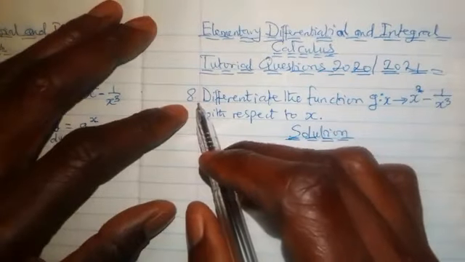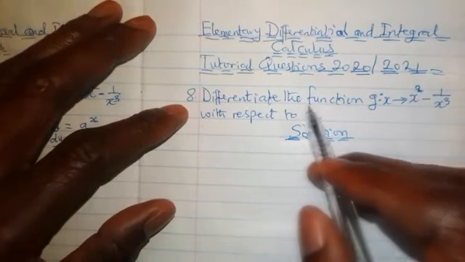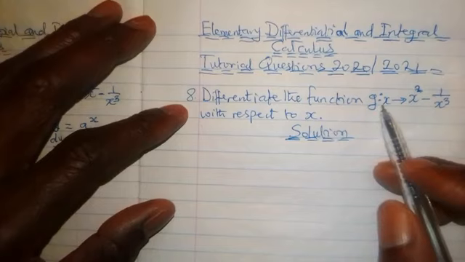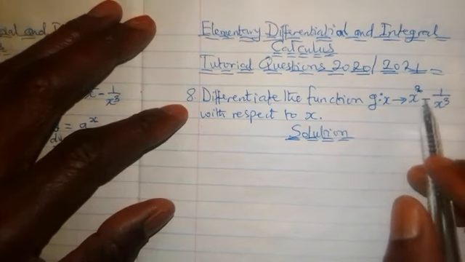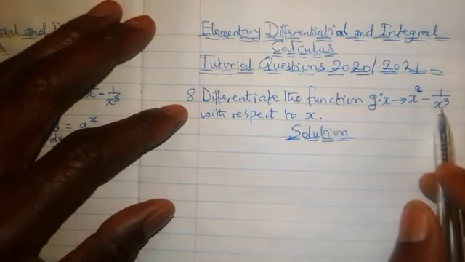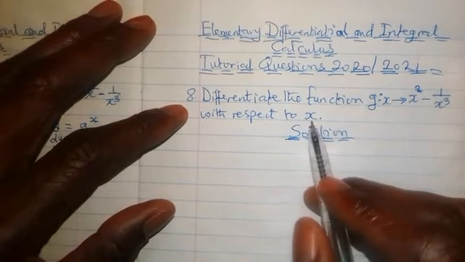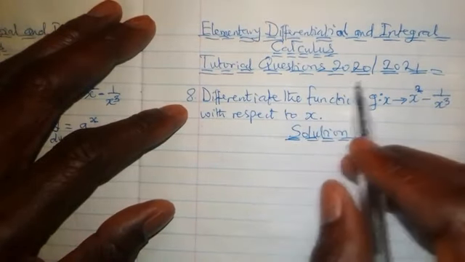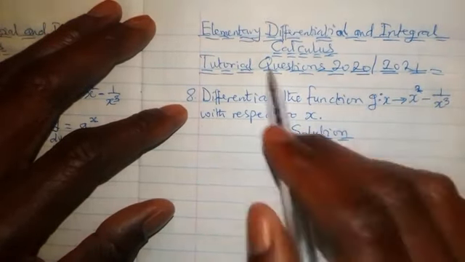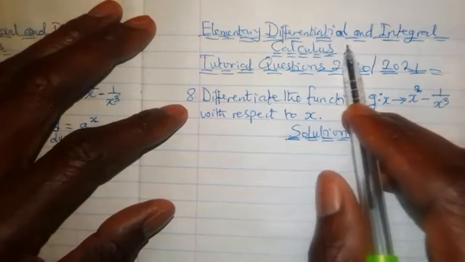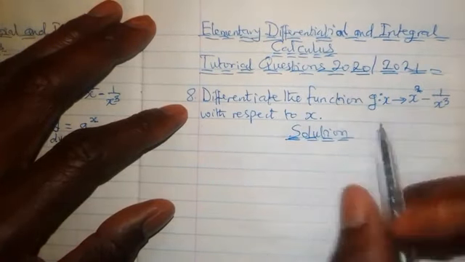Now at question 8, which reads: differentiate the function g of x equals x squared minus 1 upon x cubed with respect to x. This question is a tutorial question 2020-2021 drawn from elementary differential and integral calculus.